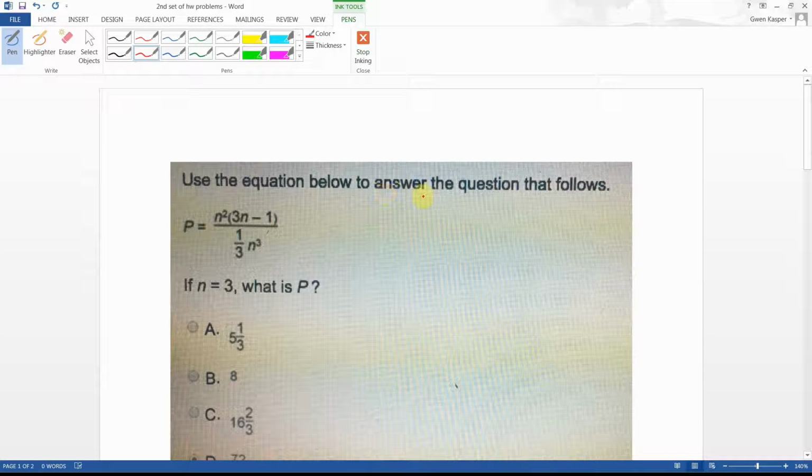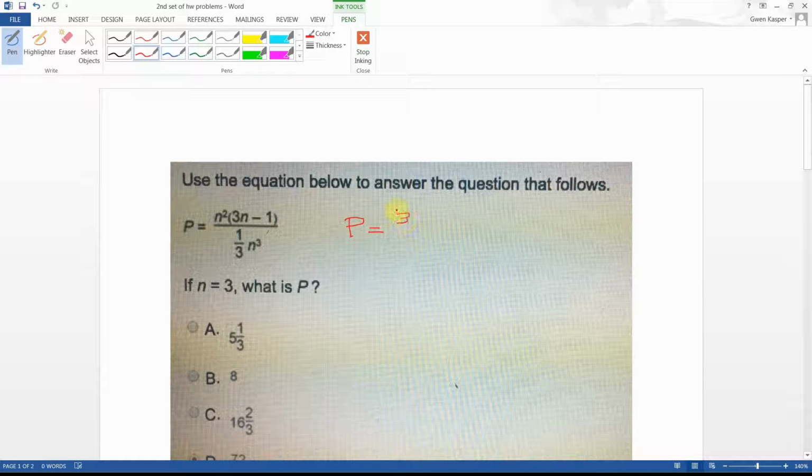Okay, this question says use the equation below to answer the question that follows. P equals n squared times the quantity 3n minus 1 divided by 1/3 n cubed. They tell us that if n is 3, what is P? So we're going to substitute 3 in place of n into the equation.